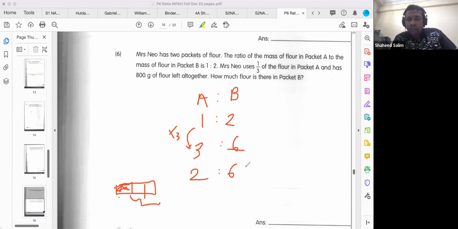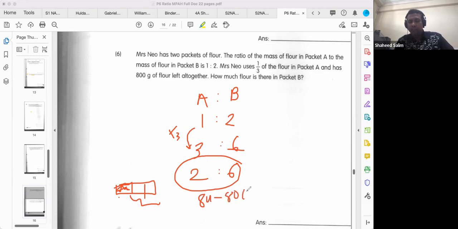Okay, but this packet B, the flour is not used. And all together is 8 units left. This 8 units is equal to 800 grams. 1 unit is 800 divided by 8 is 100 grams. 6 units, go down here to 6 units. 6 times 100 is 600 grams. Answer is 600.